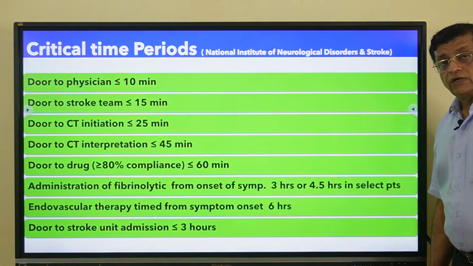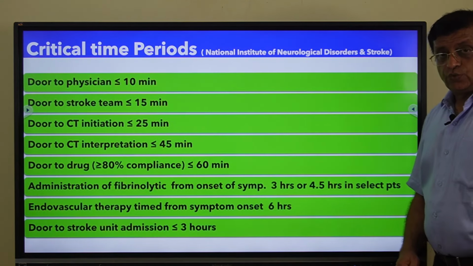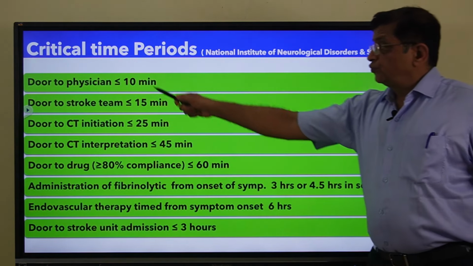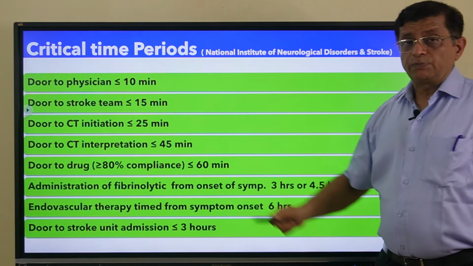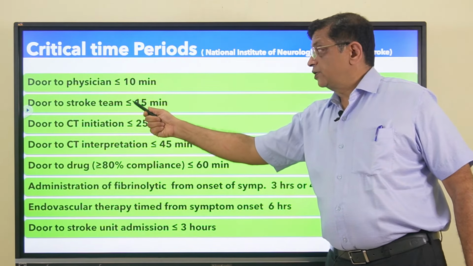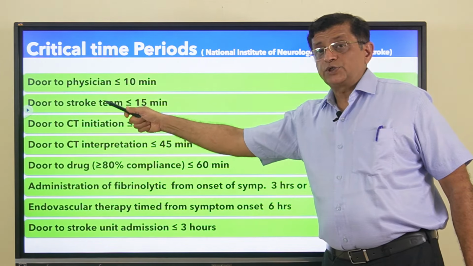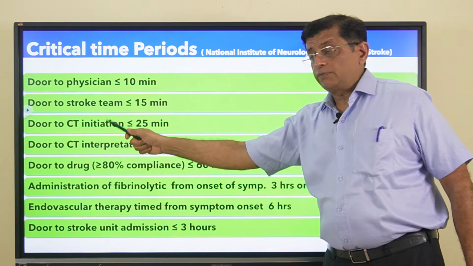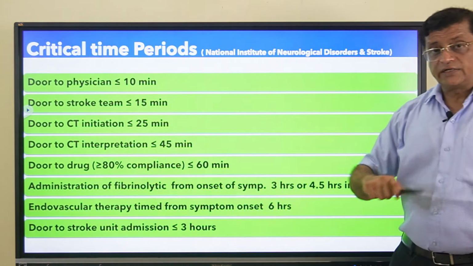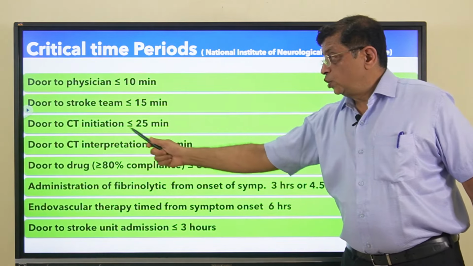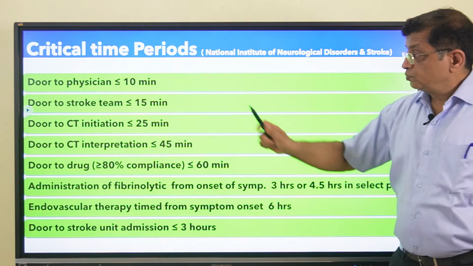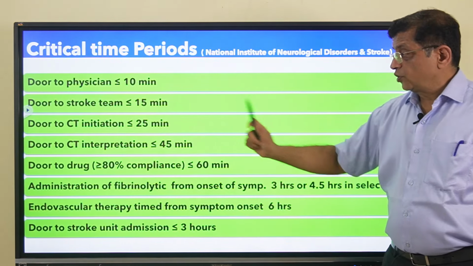These are the critical time periods that you have to achieve in a stroke patient. Door to physician: the physician should see the patient in less than 10 minutes. Door to stroke team: the stroke team should be activated and the patient attended to by a stroke team member in less than 15 minutes. Door to CT initiation: the patient should be inside the CT machine in less than 25 minutes. Door to CT interpretation: a neurologist must see the CT scan within 45 minutes.